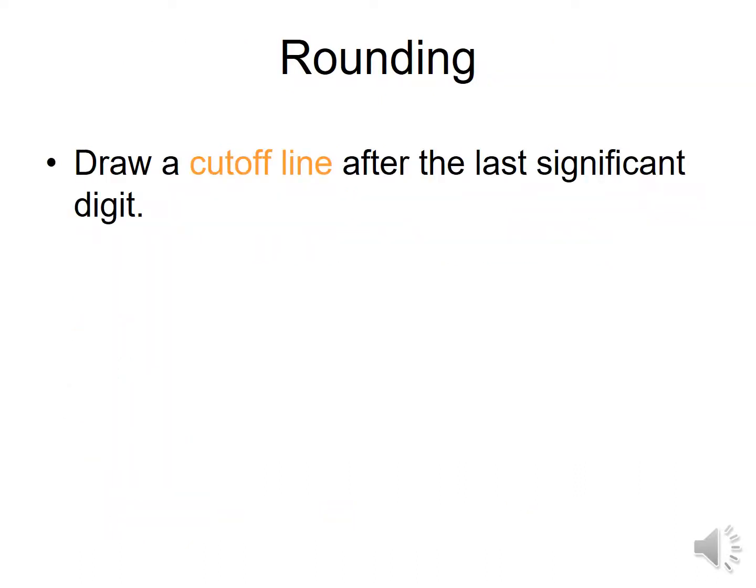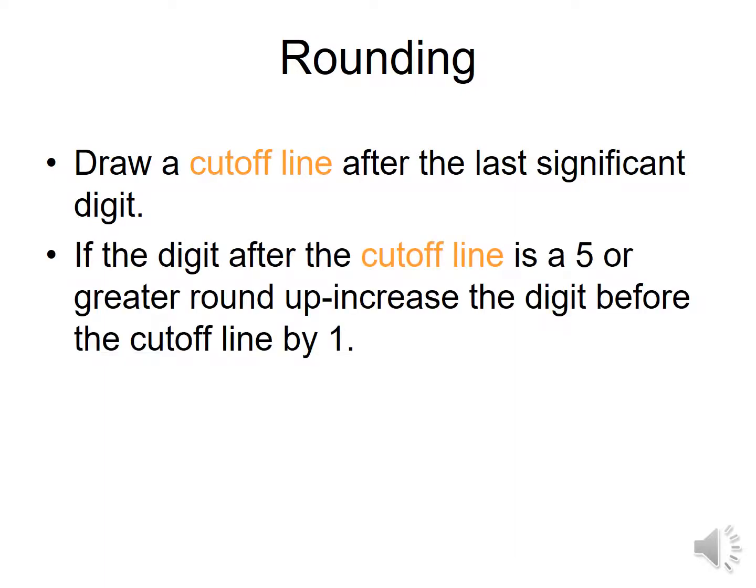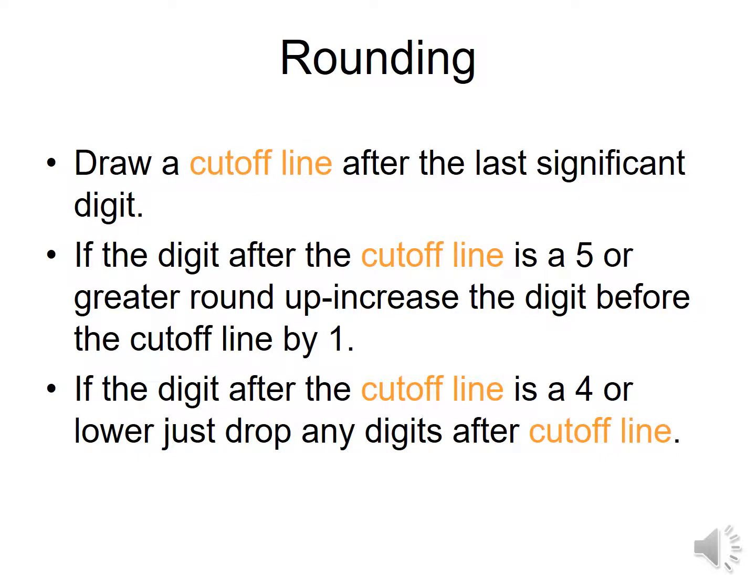Rounding is when you draw a cutoff line after the last significant figure, and then if the number is a 5 or greater, you round that digit up. If it's a 4, 3, 2, 1, or 0, you stay with the number. You don't change the number. Just drop the digits. Truncate the number.